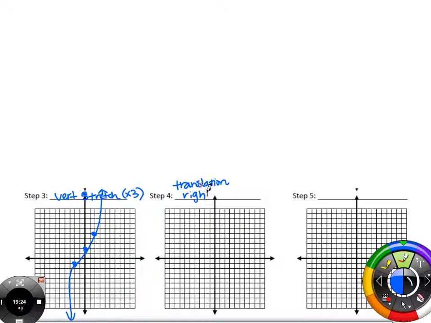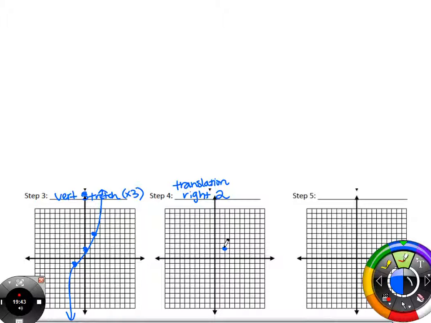Right 2. Okay? So I'm just going to take everything on the graph and move it to the right 2. So this does affect my vertex. Remember, translations are the only things that affect your vertex. So this was 2 above. I now want it to be also 2 to the right. So it's going to be at the point 2, 2.